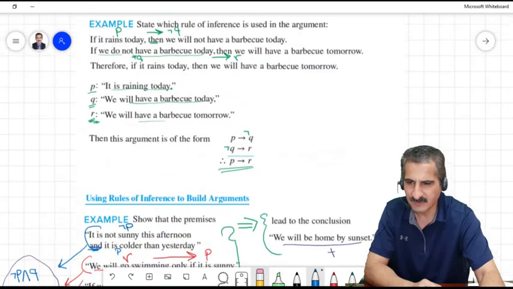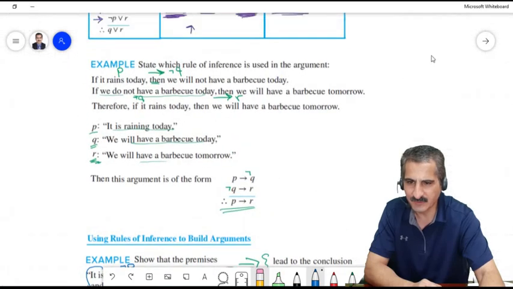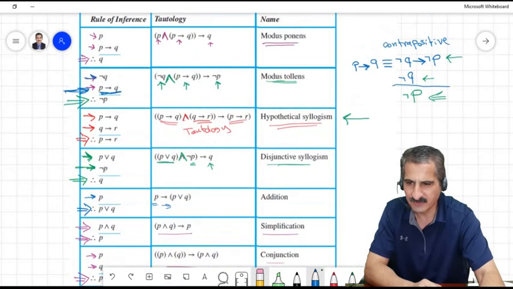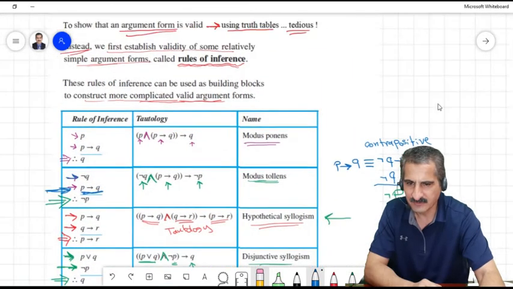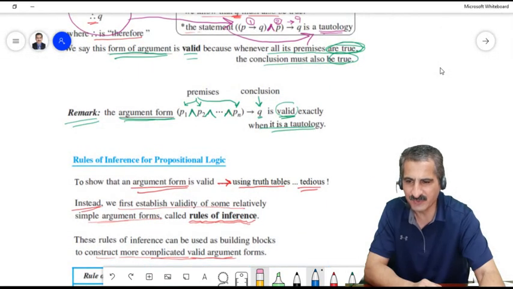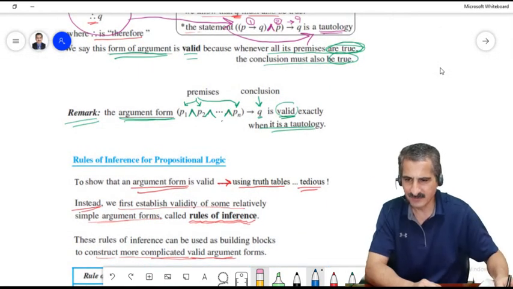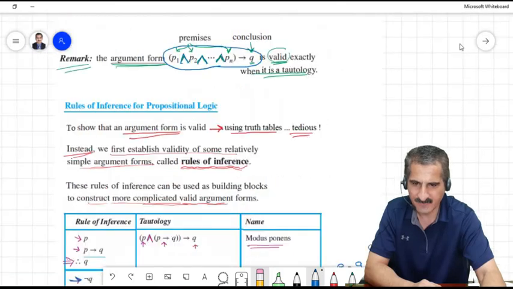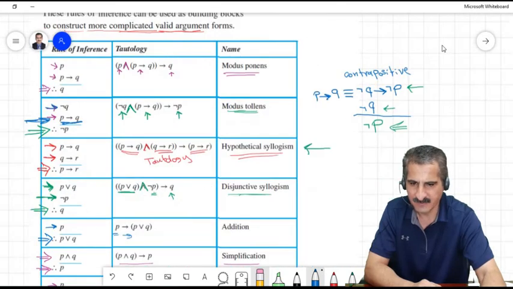Let me go back so that now you know what that means. Go back more. So we have premises joined together with an AND here. This is what I wanted to show you. Premises joined together with and, all of them will give the conclusion. Okay, let us continue.